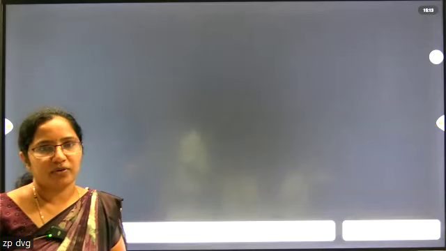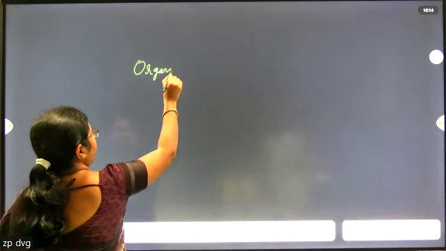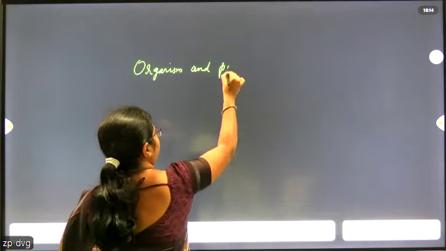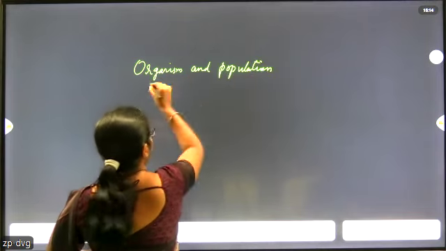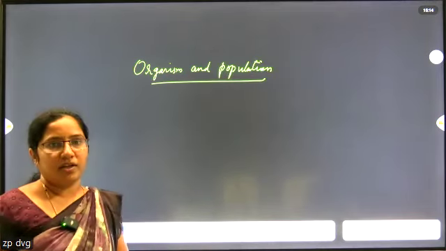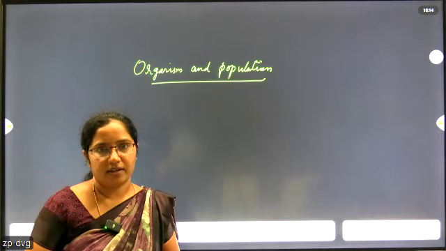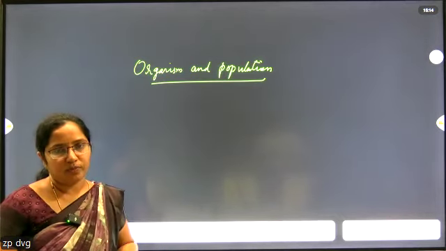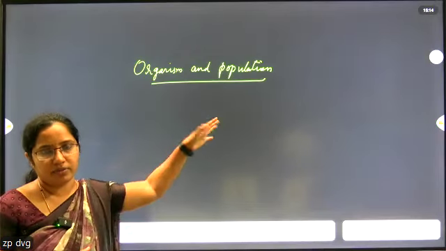Going to start with the concept organism and population. So this organism and population is a very important concept from the NEET point of view as well as from the theoretical point of view. Before going to know about what is organism and what is population, some basic information is very essential to make sure about this concept.